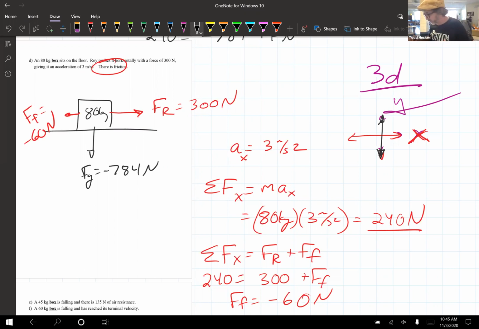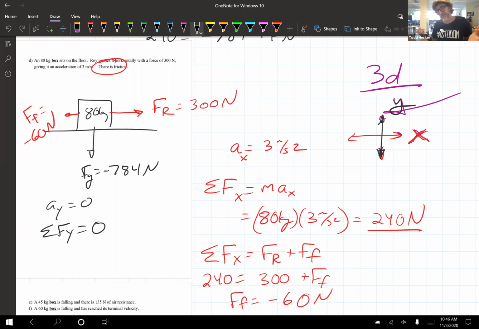Okay, so we did our horizontal stuff, so now we've got to do our vertical stuff. So vertically, what do we know? The box is just moving along horizontally. It is not moving up or down. And so what that means is vertically, there's no acceleration. My acceleration vertically is 0. That means my net force vertically has to be 0. Huh.